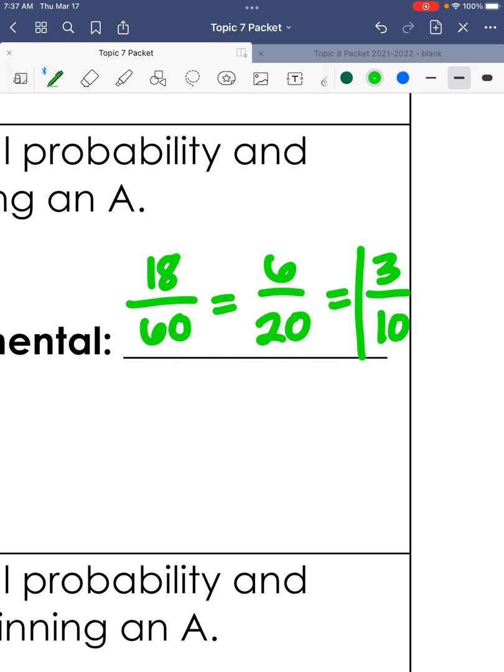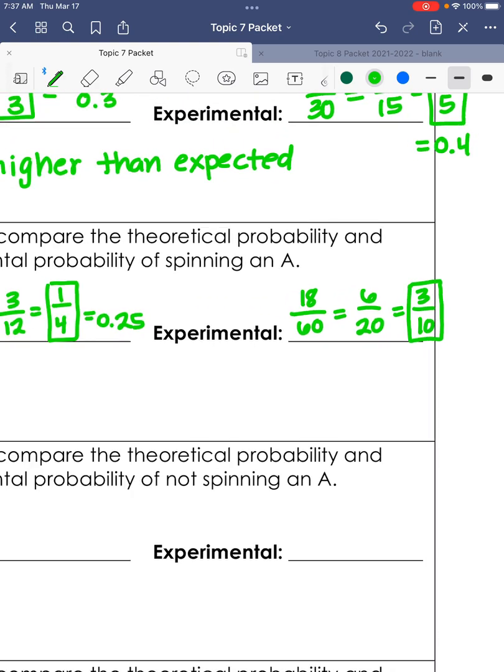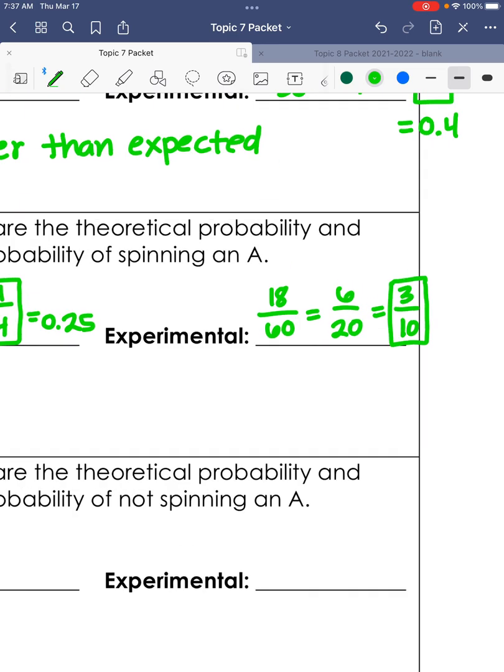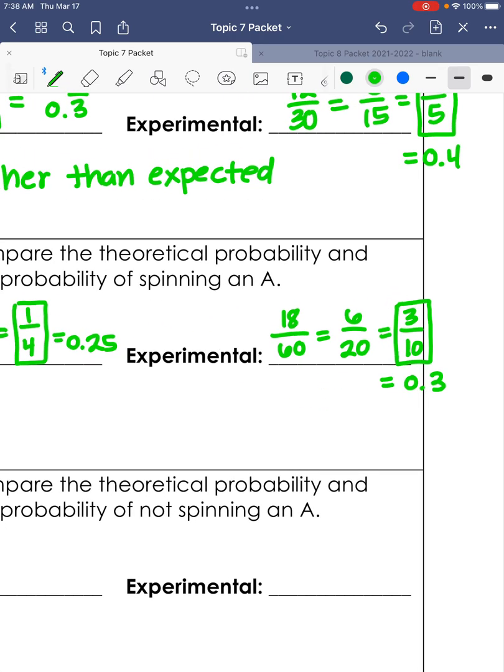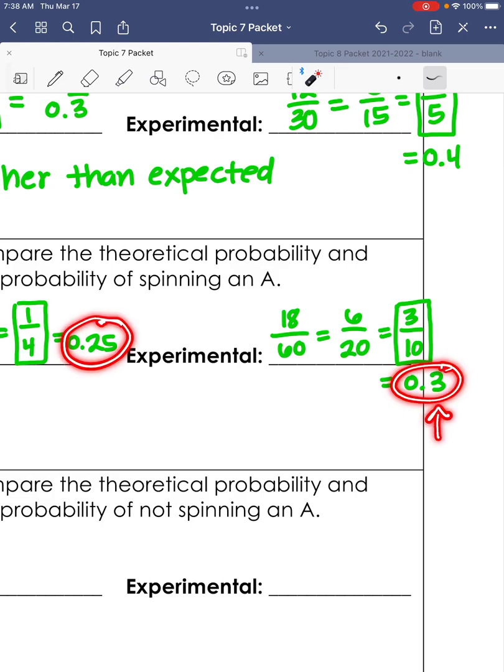I can't reduce that any further, so that is my probability. And notice our fractions have different denominators. So I'm going to make them both decimals. So 3 divided by 10, when I put that into my calculator, I get 0.3. Okay? So now I'm comparing my 2 decimals, 0.3 and 0.25. Which one's bigger? Well, this one here is bigger.